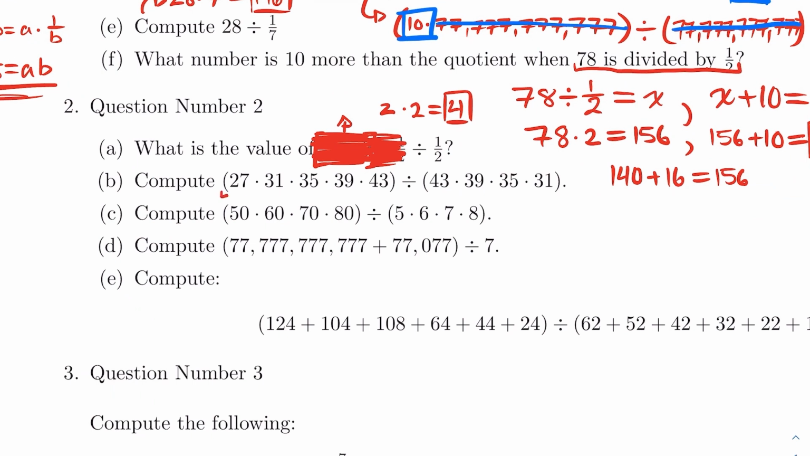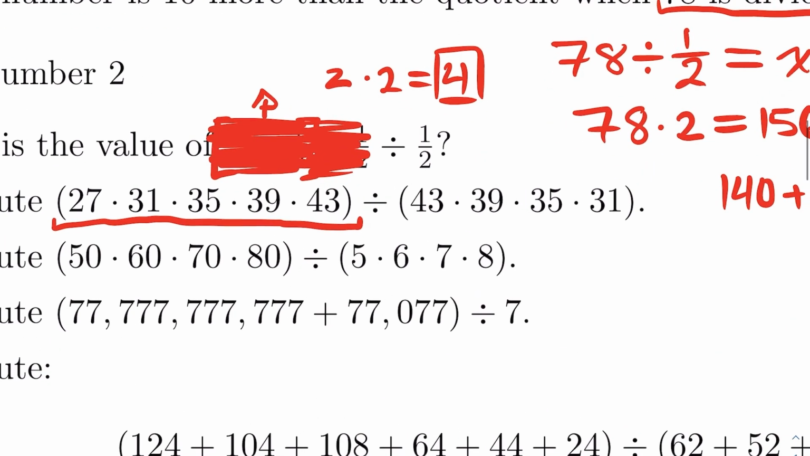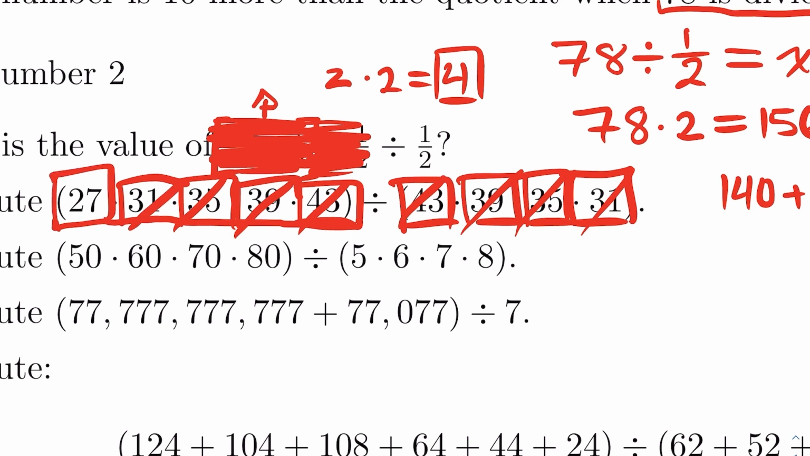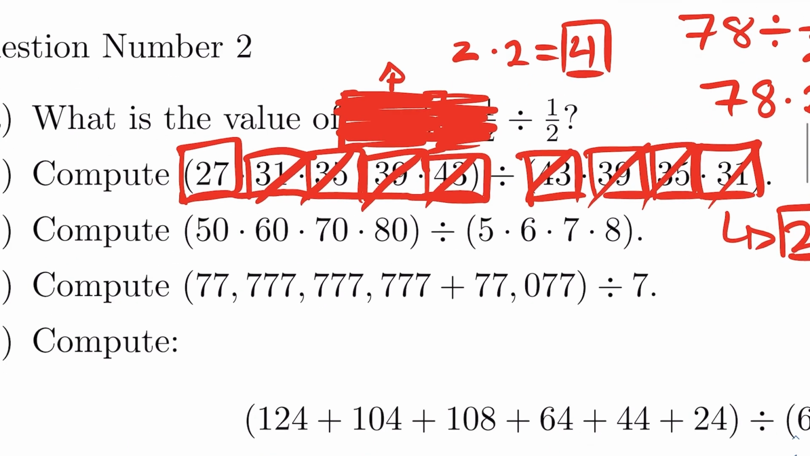Now compute 27 times 31 times 35 times 39 times 43 divided by 43 times 39 times 35 times 31. So we have these numbers here, and these are the same numbers, right? And these are being divided. And so what we can immediately do is cancel out all of these numbers right here. And so what we're left with is 27 divided by 1, or just 27. And that's our final answer.